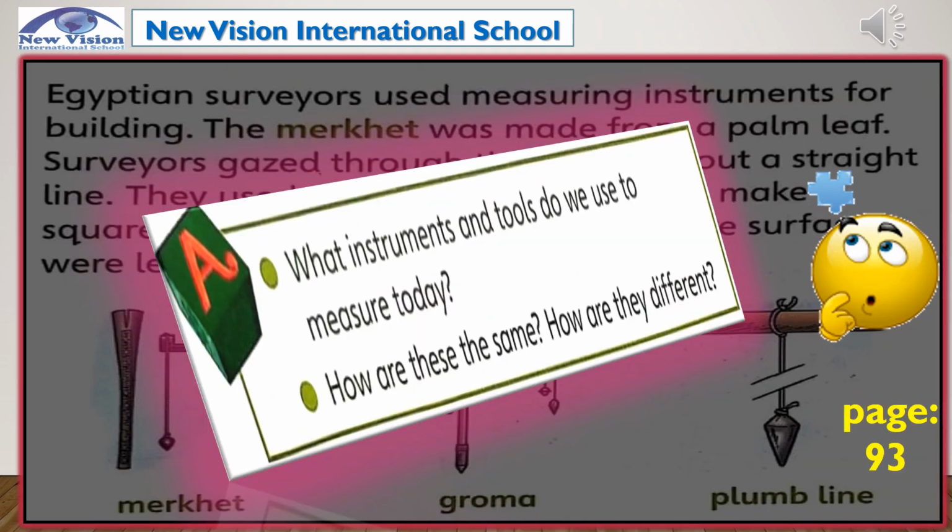Compare the constructions of the buildings and houses then and now. What instruments and tools do we use to measure today? How are these the same? How are they different?